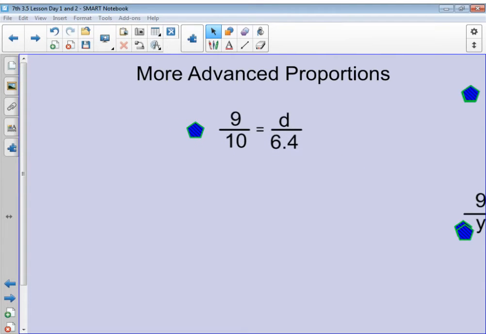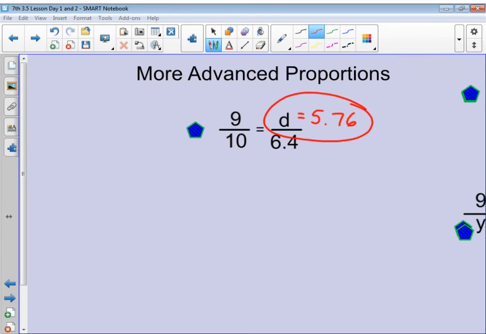And the last one here, we've got 9/10 is equal to D over 6.4. So go ahead and solve through that one. You should have gotten 5.76 on this one. D equals 5.76.